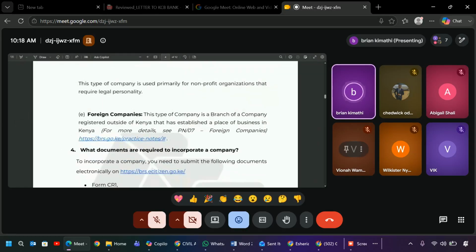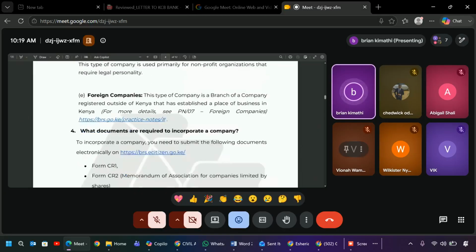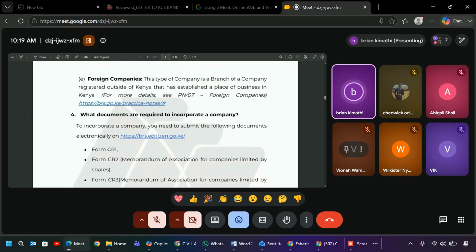So foreign companies, this type of company is a branch of the company registered out of Kenya, has established a place of business in Kenya. You will see practice notes number 7 for foreign companies. It's quite lengthy, and it is CLE tested. Foreign companies is CLE tested. So I wish we see these specific parts when we're doing past papers, we were just doing a refresher.